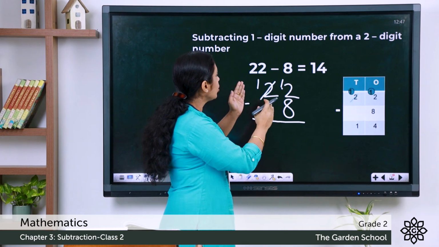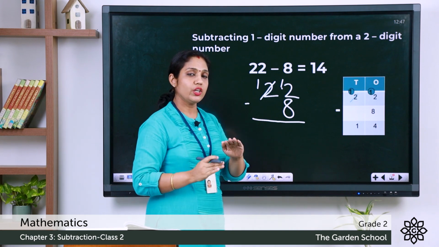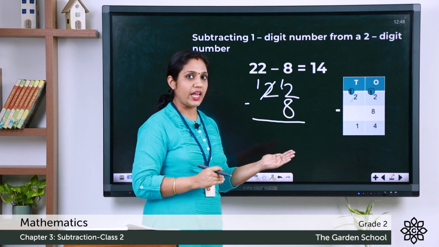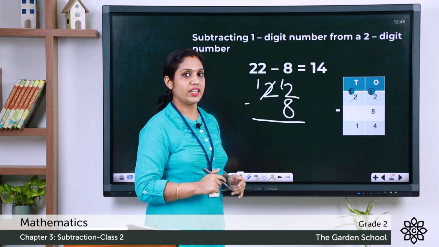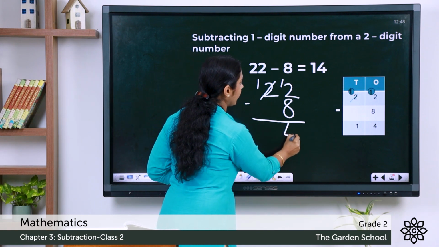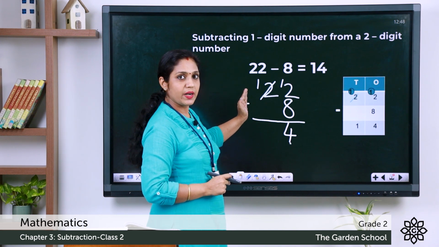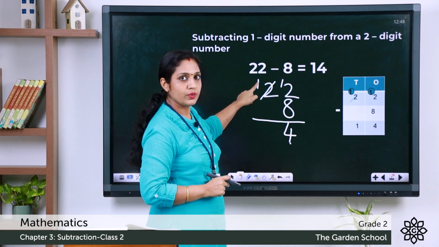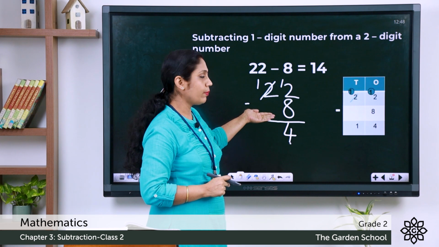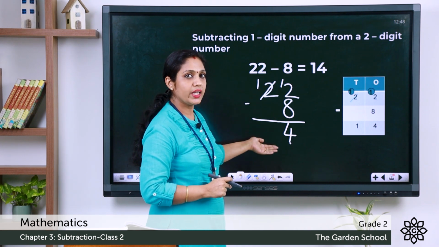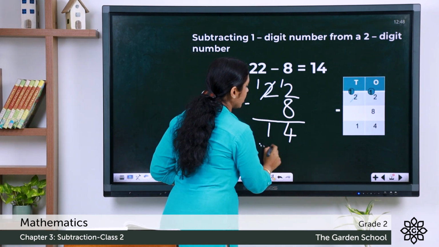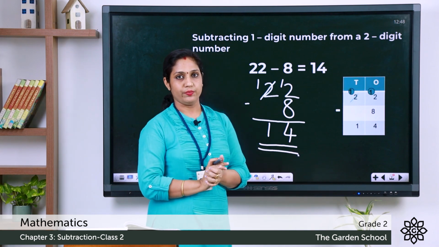So what is 12 minus 8? Need to count backwards till we reach 8. So how much is it? It is 4. You can write 4 in the ones place. Now moving on to the tens place, we have 1 left here. Only 1. There is no other number here. So you can write that number in the answer. And the answer you get is 14.